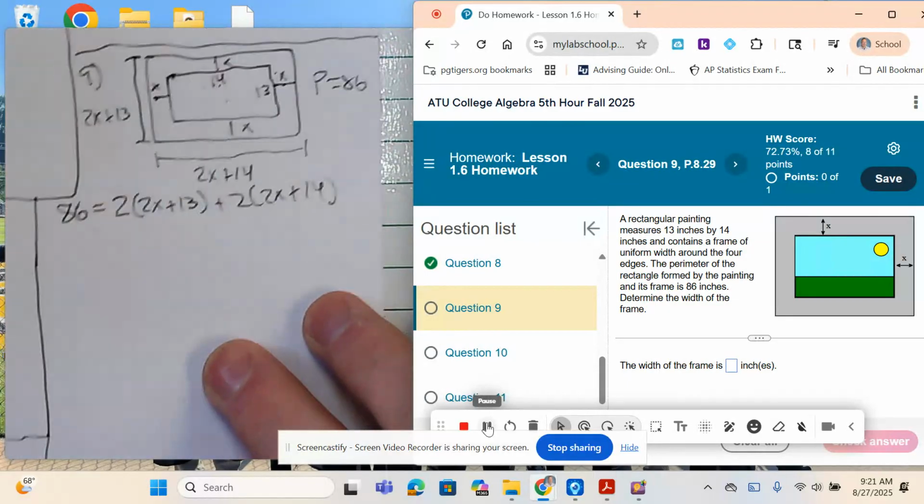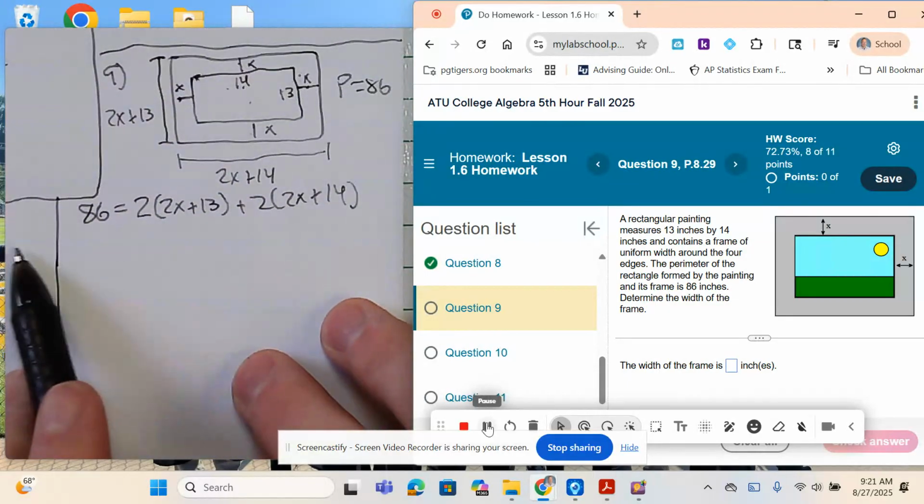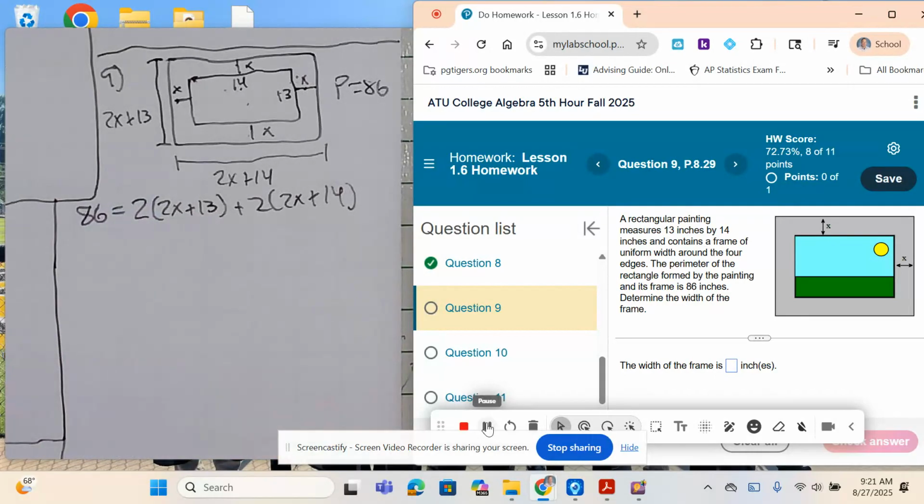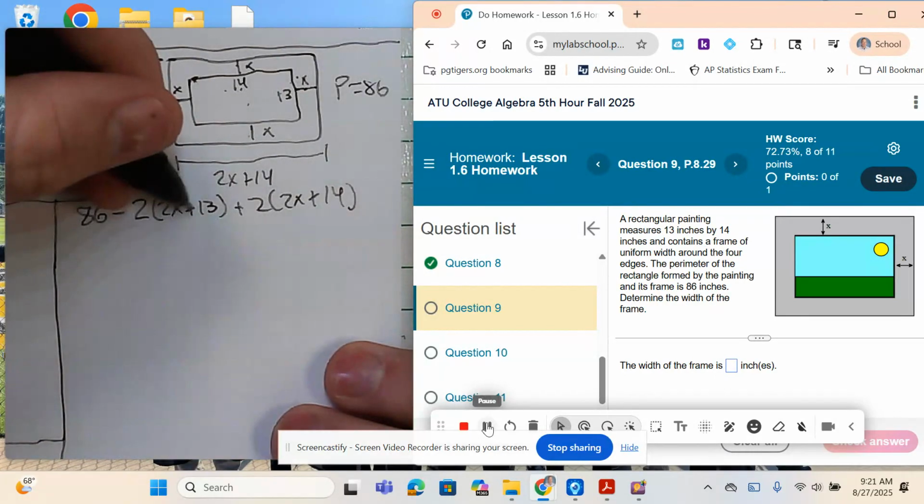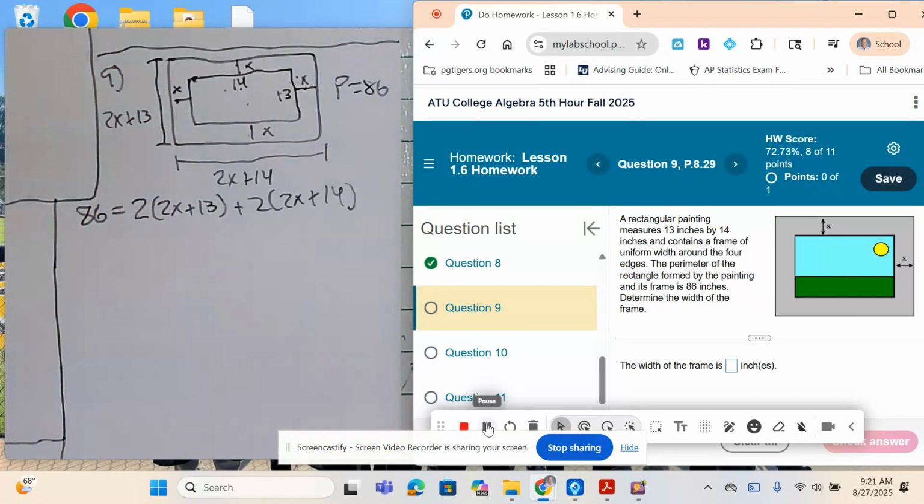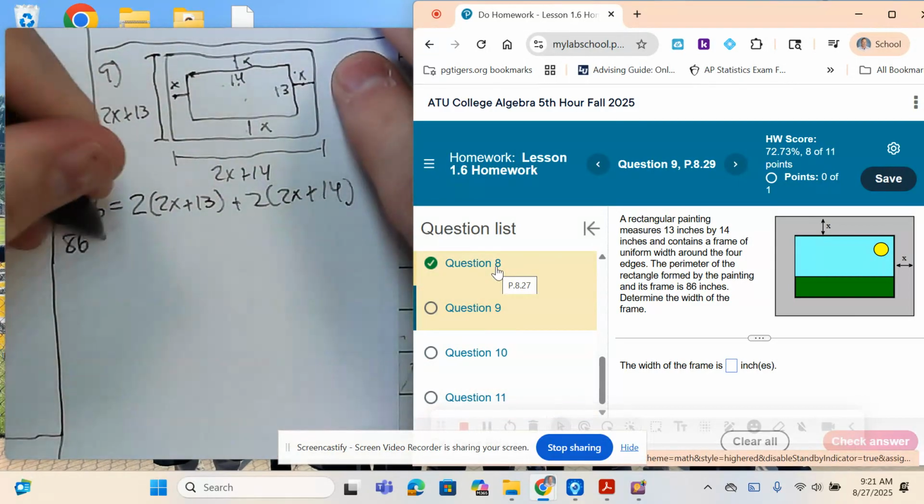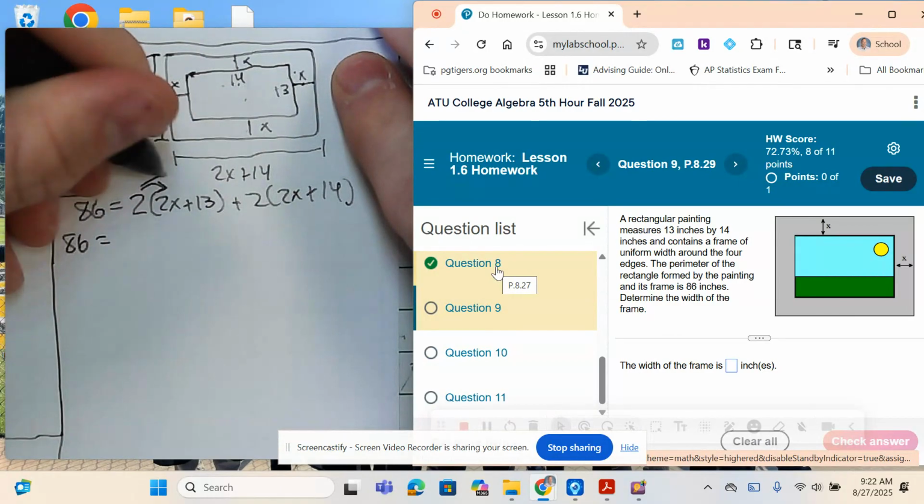We didn't quite do one like this in our notes. So the perimeter is equal to 2 times one of them plus 2 times the other one. I don't know which one's the length and which is the width of the frame. Then we're going to solve this. So 86 equals, and it's a linear one.